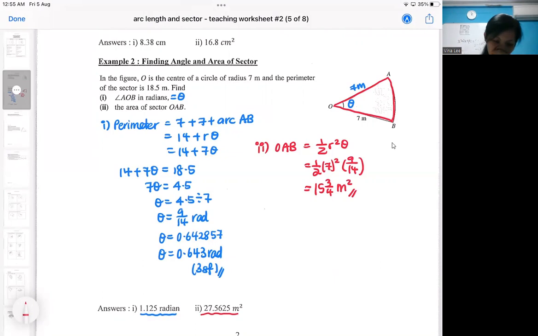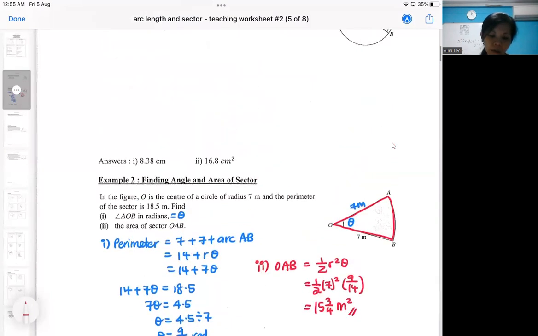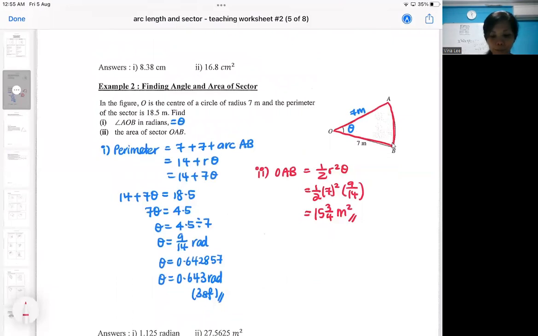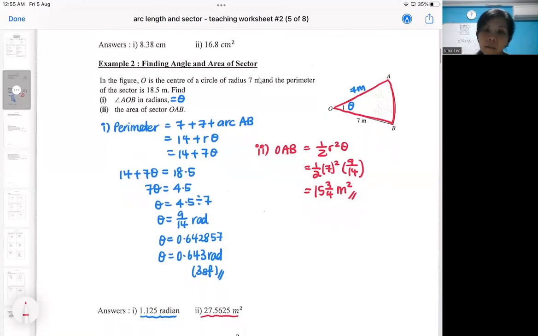So these 2 examples introduce you to the idea of using the radian formula, or rather the formula in radian. But we are still calculating the same arc length and the same pizza.